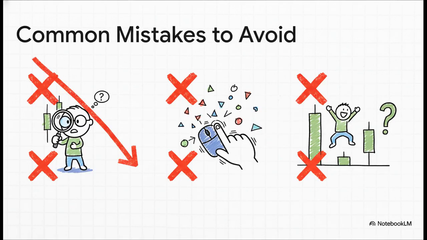Which brings us to the mistakes that, let's be honest, everyone makes at the beginning. The biggest one? Seeing a pattern and immediately jumping into a trade without thinking about the bigger picture. Don't trade every single hammer you see. Don't ignore the overall trend. And please don't forget about confirmation and context. Trust me, these mistakes can be really costly.